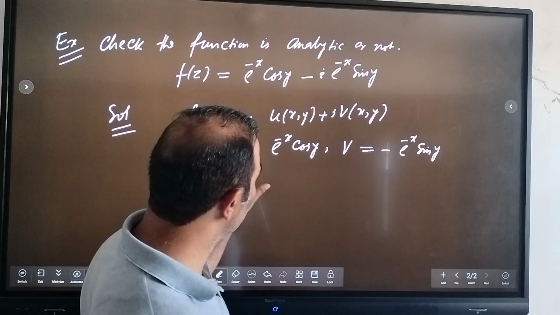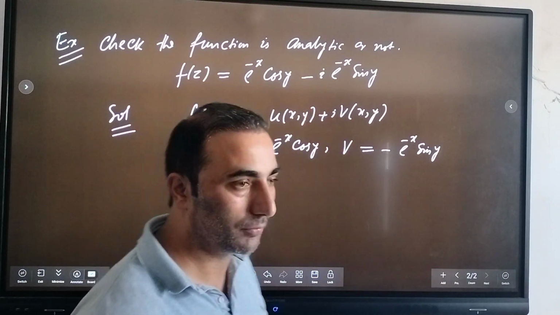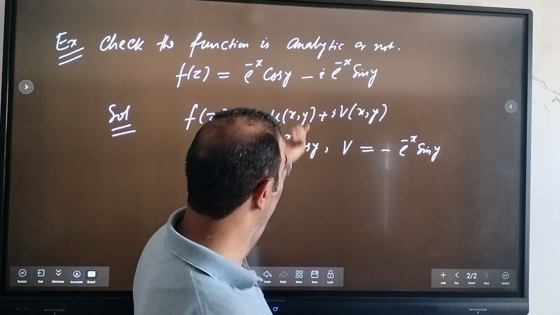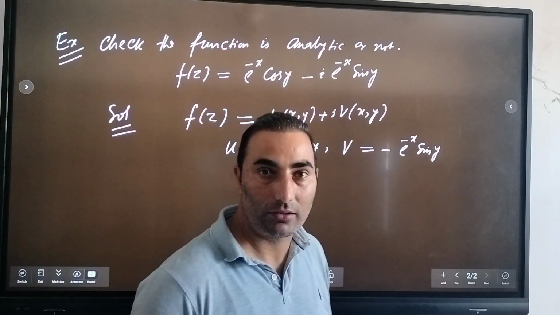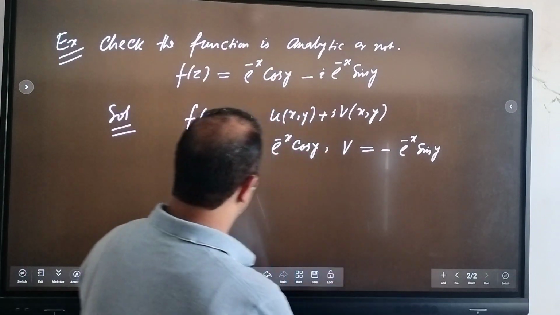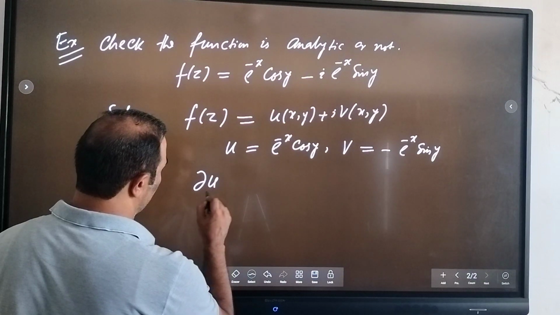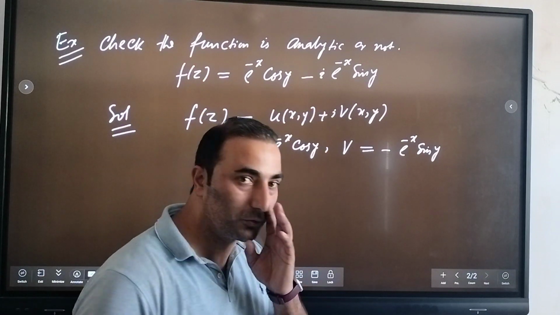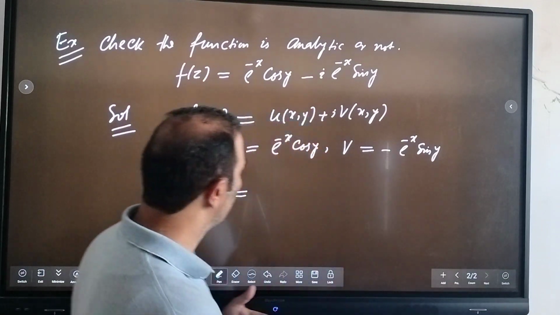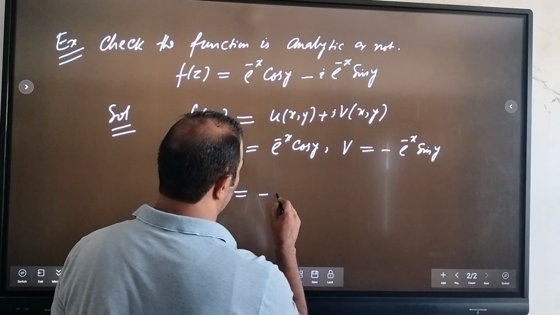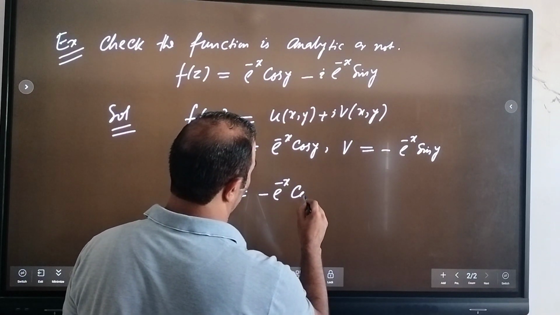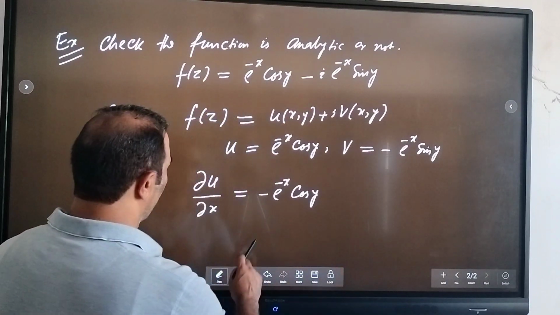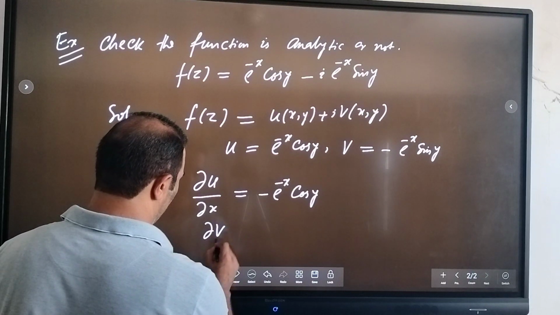So first, we can write that complex function in the form u and v, and you can check by comparing these two equations. So u of x, y will be this one, and v of x, y will be this one. Now, the first condition: calculate partial u by partial x. You need to differentiate partially, so cos y will be constant in that case, so this will be minus e power minus x cos y.